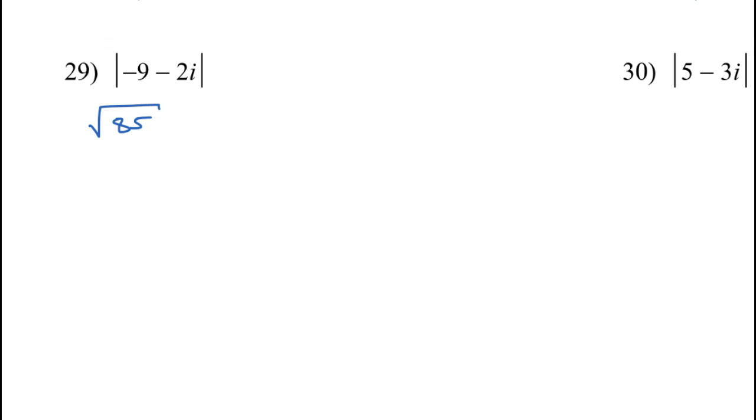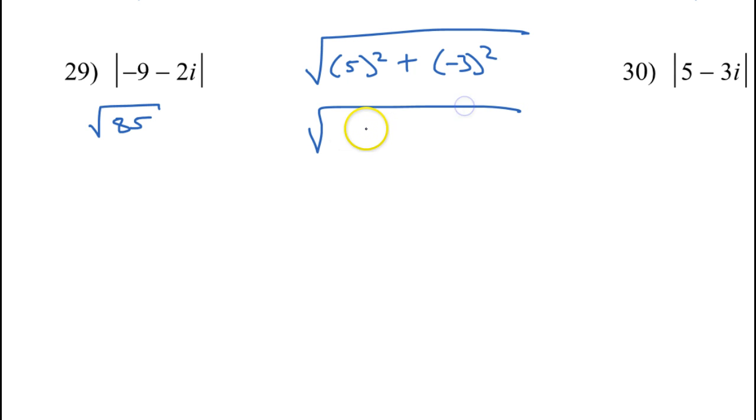Okay, how about number 30? So for number 30, I will have the square root of 5 squared plus negative 3 squared. So that's going to be the square root of 25 plus 9. That's going to be the square root of 34. I don't think that simplifies, so I'm just going to have the square root of 34.